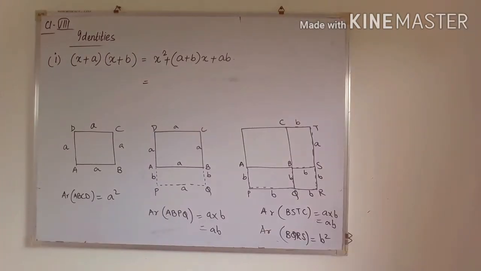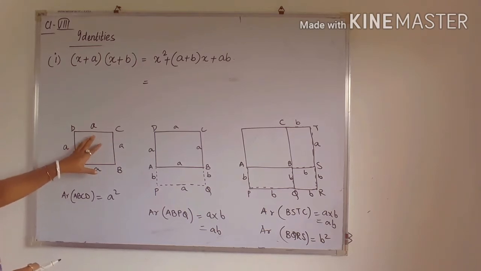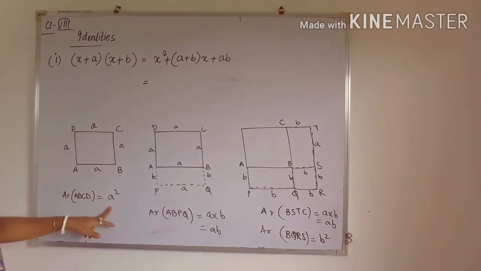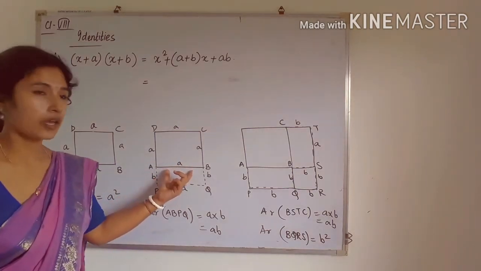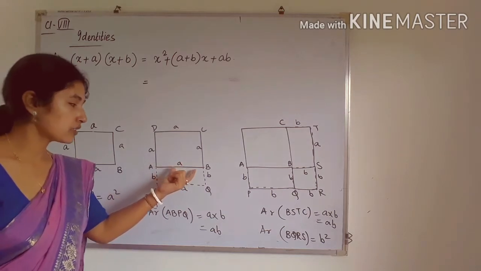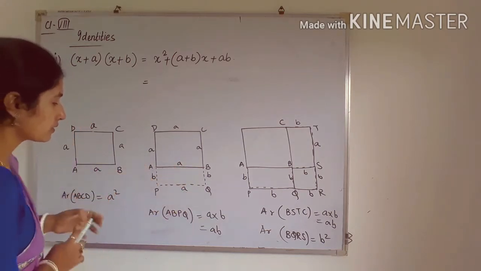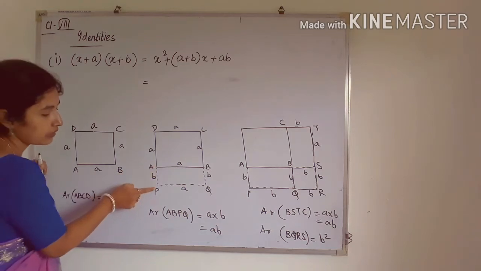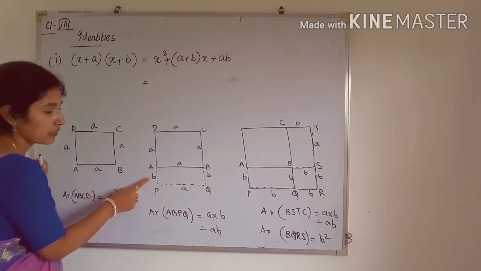So see the next identity. Again I am taking one square and consider the side of the square as A. So therefore the area of this square will be A square. Again I am taking one rectangle on each side, on adjacent sides. On the first, AB here, I am extending the length. I am producing the length up to P. From A to P, the length is small b.